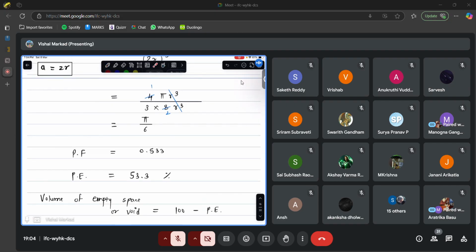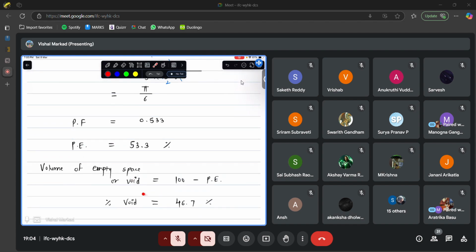If this is the packing efficiency, it is the space occupied by the atoms or spheres. The remaining space is called void. So what is the volume of empty space or void in the simple cubic unit cell? 100 minus 53.3, that is 46.7. Clear?